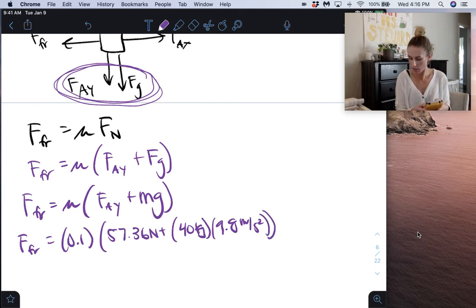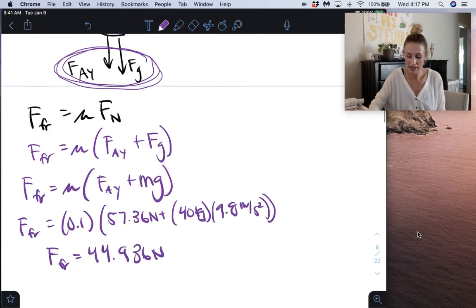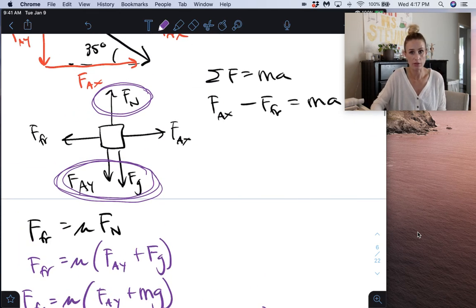So I'm going to do everything in the parentheses first. 40 times 9.8 plus 57.36, and then multiply that by 0.1. So I get the force of friction is equal to 44.936 newtons. And now I can take that number and plug it into my original equation.